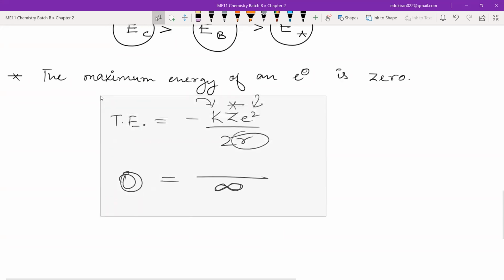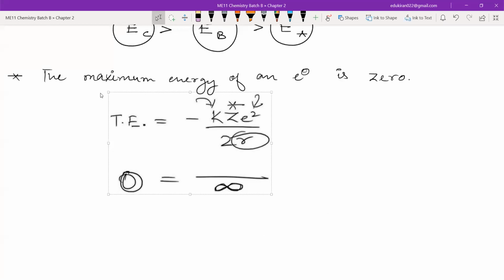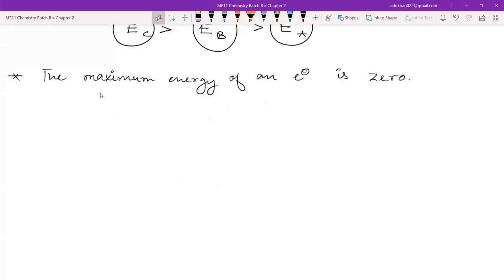Now this infinity is a relative term. Please understand this. Infinity is a relative term. Here infinity means that now the electron is not under the influence of the nucleus. As soon as the electron gets away from the attractive forces of the nucleus, we say that it is at infinite distance from the nucleus. So the maximum energy of an electron is zero.